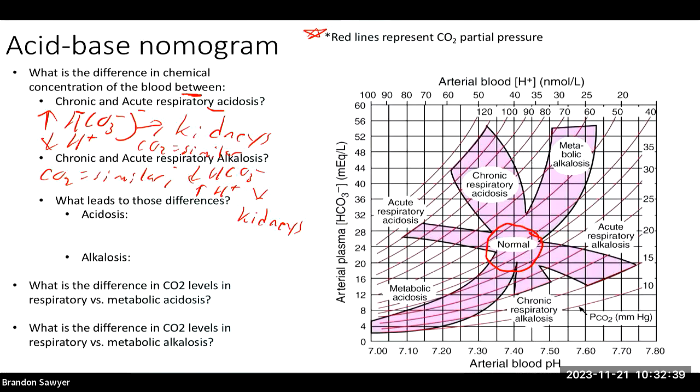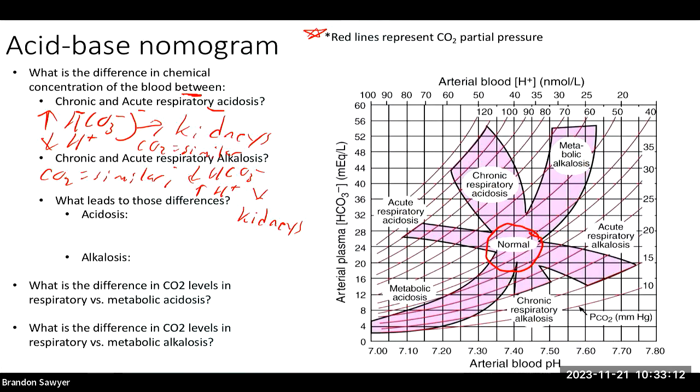Okay, and then let's look at CO2 levels here. What do we see as far as a difference in CO2 levels between respiratory and metabolic acidosis? Anybody want to note what they saw here? Talking about metabolic acidosis, which is here, versus acute or chronic respiratory acidosis here, it's a lot lower. So we got a lot lower CO2.